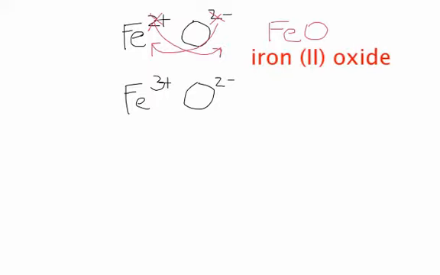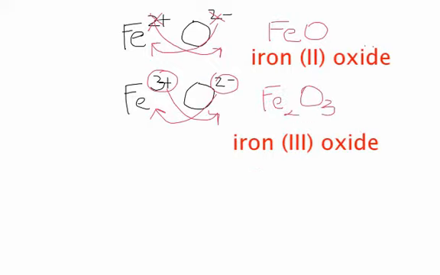Whereas for the iron 3, you take this down here, you take this and you put it down there, so you would have Fe2O3, and you know this would be iron Roman numeral 3 oxide. And so that's how you know the charges on the metal, which one to use.